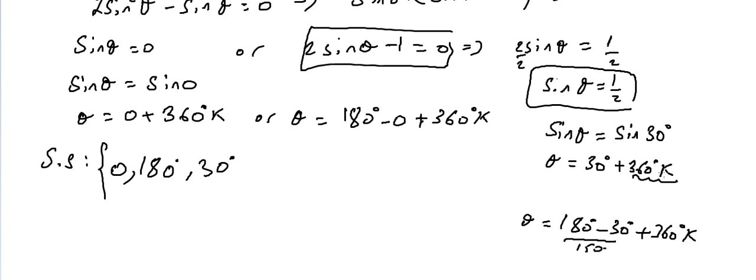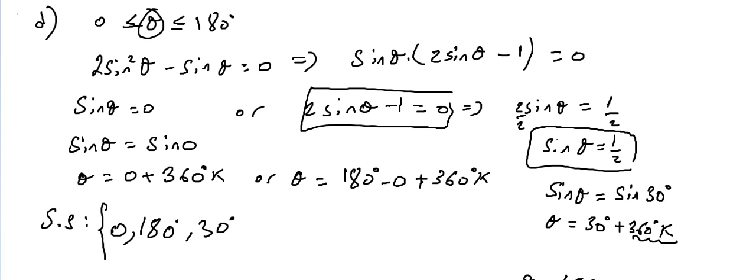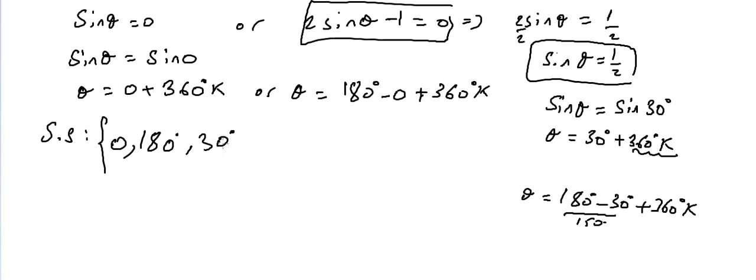If k is 1, it's not acceptable because we exceed 180 degrees, right? And if k is minus 1, we also go below 0. If k is equal to 0 here, what is left is 150 degrees, which is acceptable, and I believe that's it. Okay, those are the acceptable values for this part.